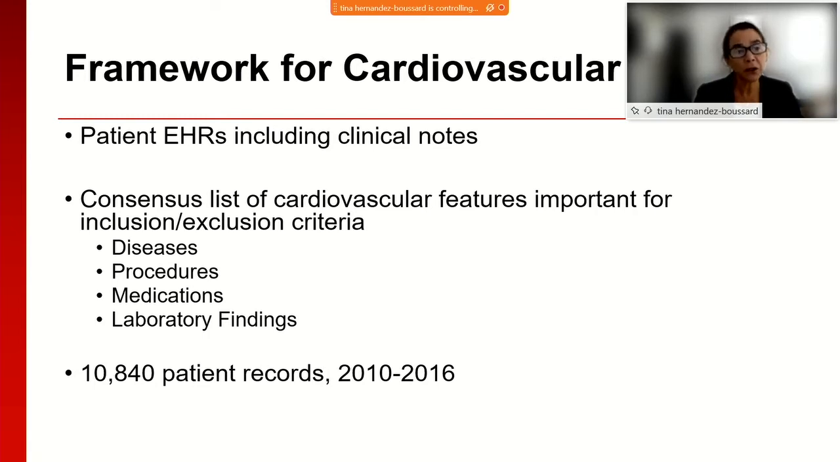Now, in order to do this study, we got a consensus list of cardiovascular features important for inclusion and exclusion criteria in clinical trials, including diseases, procedures, medications, etc. And we used an EHR data set of about 11,000 patient records between 2010 and 2016.